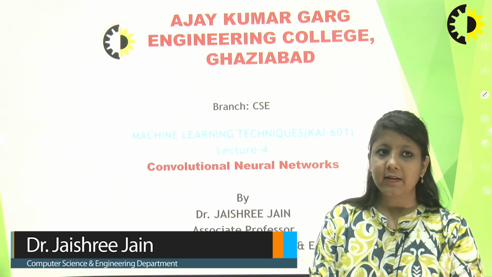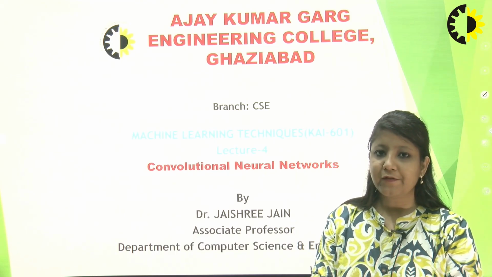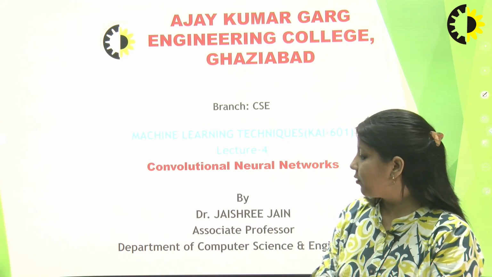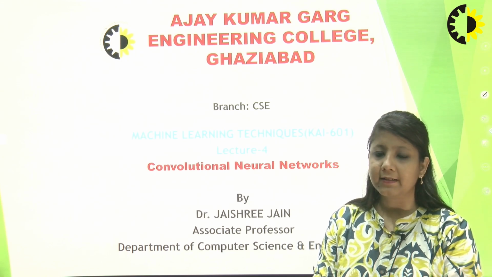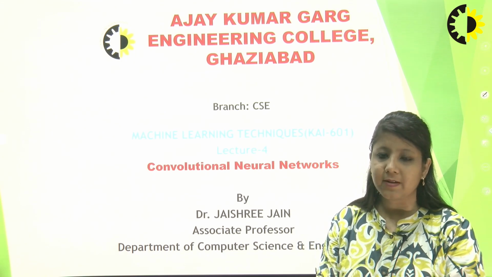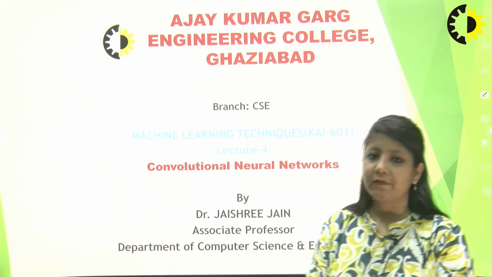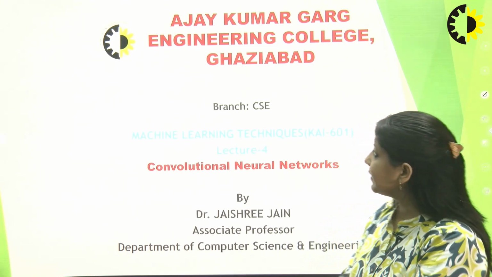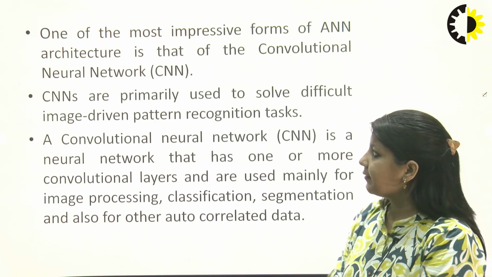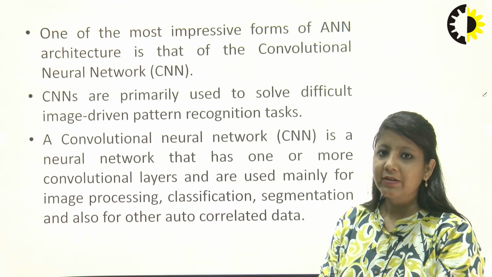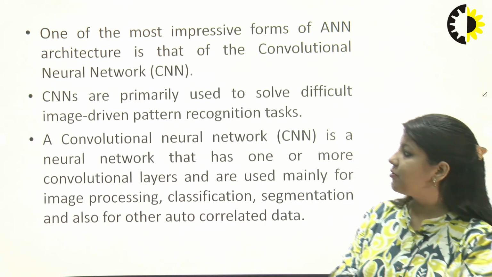Today we will learn about the convolutional neural network, the topic of Unit 4 in machine learning techniques. In this topic we will learn how we can classify images and recognize different kinds of images with the help of CNN, that is convolution neural network, which is a part of deep learning. So firstly we have to understand what a convolution neural network is. The full form of CNN is convolution neural network.